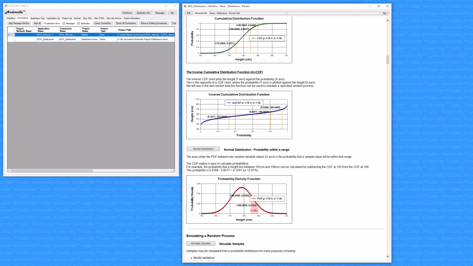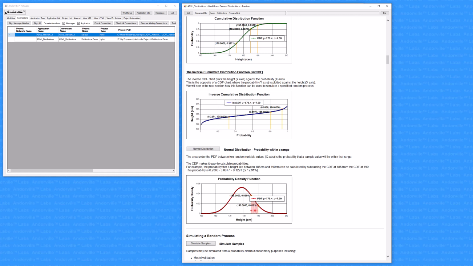The area under the PDF between two random variable values on the x-axis is the probability that a sample value will lie within that range. The CDF makes it easy to calculate probabilities. For example, the probability that a height lies between 185 centimetres and 190 centimetres can be calculated by subtracting the CDF at 185 from the CDF at 190.